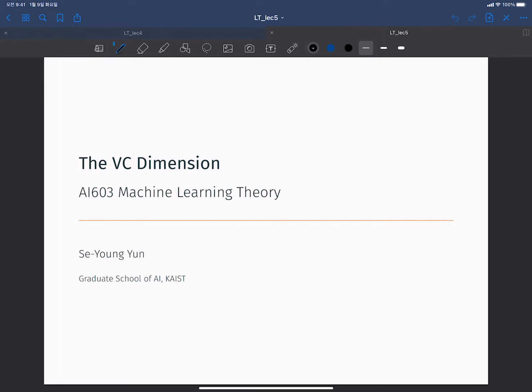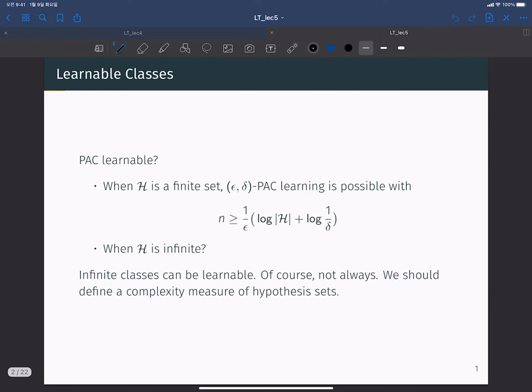This week we will study VC dimension. VC dimension is a very interesting concept to understand the learning complexity for infinite hypothesis classes. So in the previous weeks we have studied PAC learning and the no free lunch theorem.